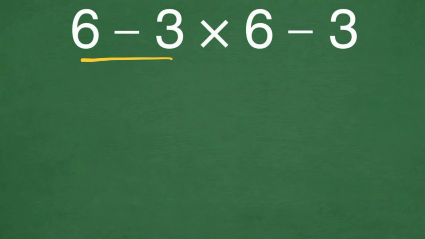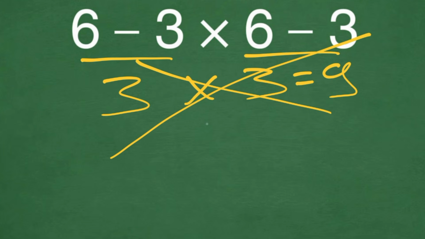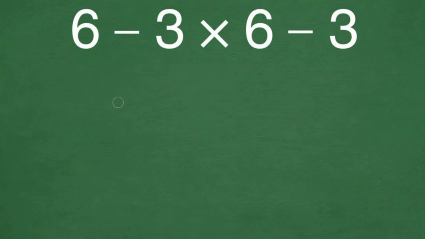6 minus 3 gives us 3. And again, 6 minus 3 gives us 3. And 3 times 3 is equal to 9. But this answer is wrong. And some people solve this problem differently. We are going to see how these answers are wrong and what would be the right answer.